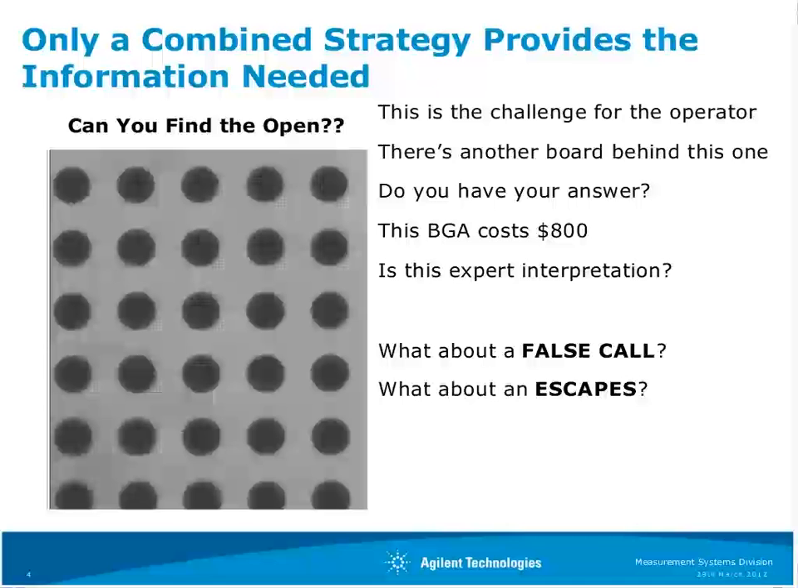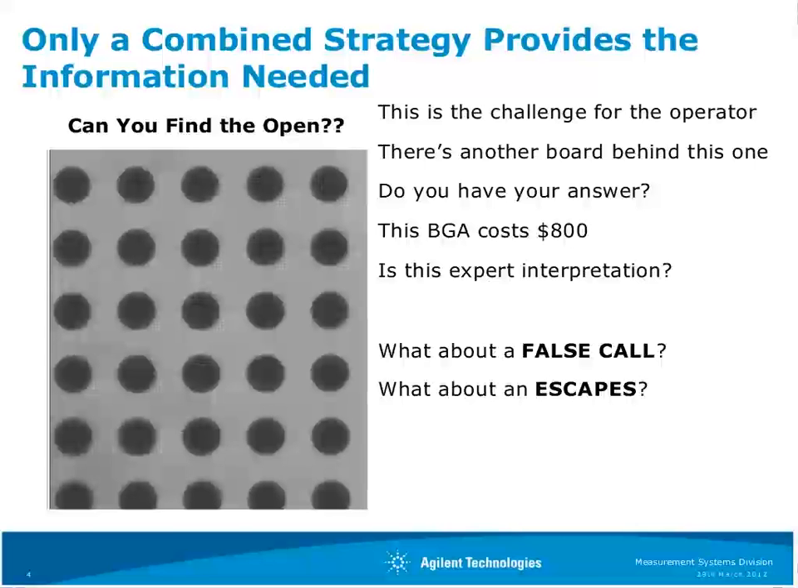Here, let's inspect the image that's shown by an X-ray system. Can you find the open? Could you find the open on this BGA? If you're the operator, could you consistently find the defects? And what about the rework that you do? Touch up or leave it for a later test stage? Remember, every time you touch the board, you can introduce further defects. And also, the cost of rework is expensive. So what about false calls, and what about escapes?